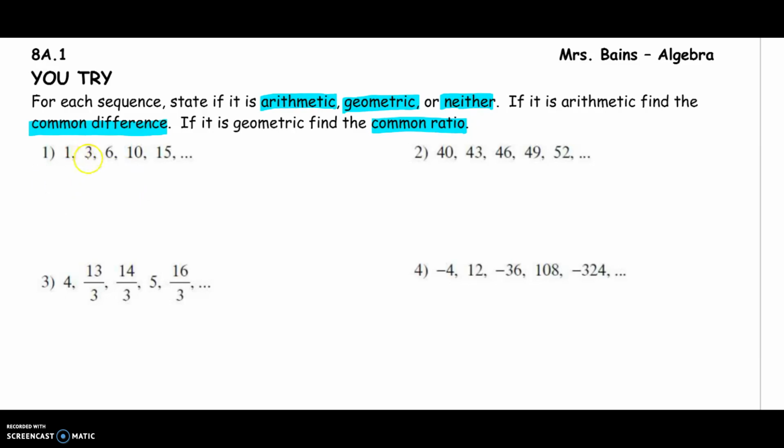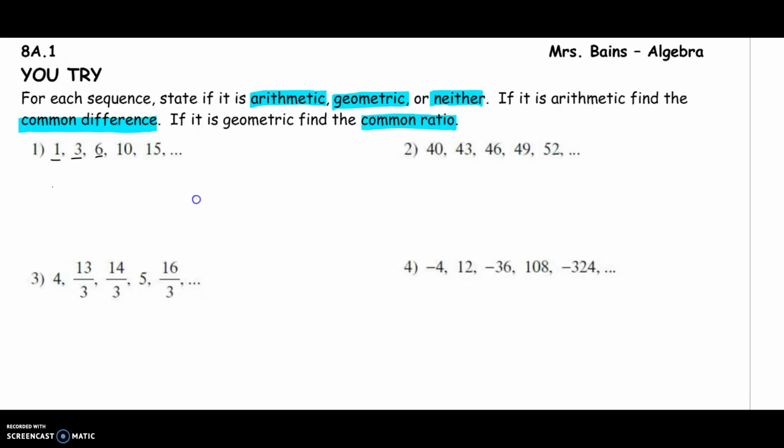But if we divide the second term by the first term, we get 3. And if we divide this third term by the second term, we get 2. So it does not have a common ratio. That means that this is neither arithmetic or geometric.